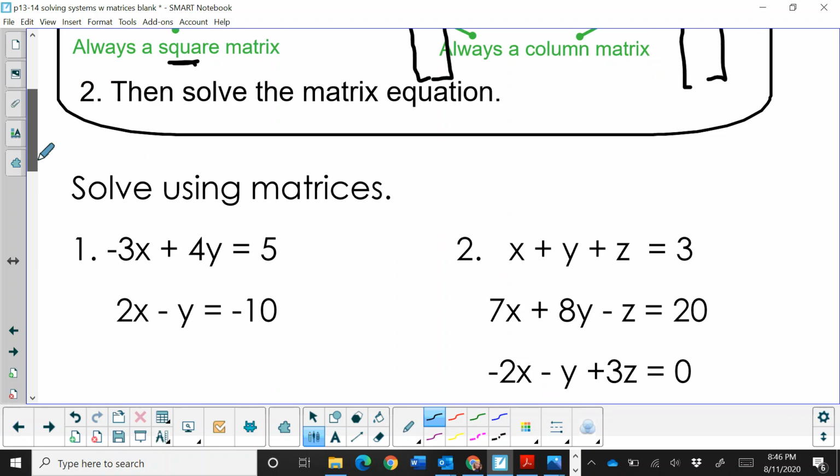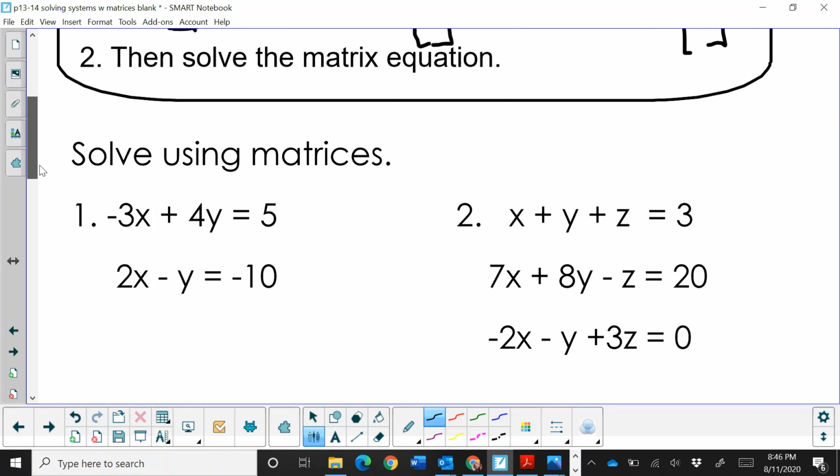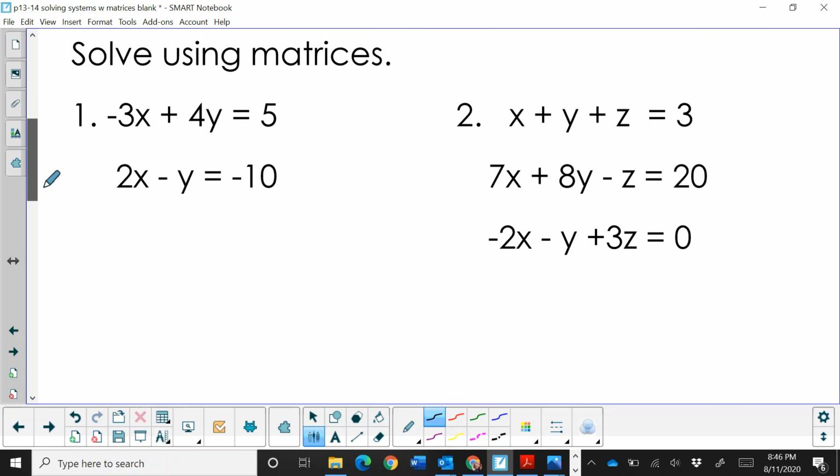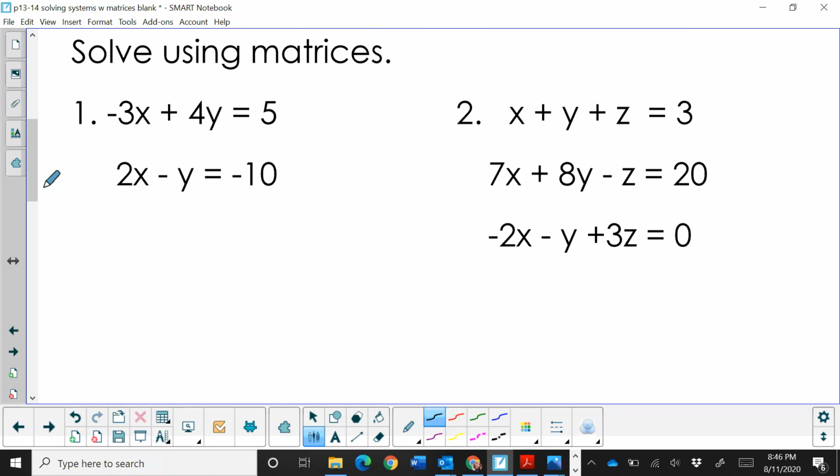So let's walk through these and look at how we're going to solve these. We're going to solve them using matrices. So the first one is a 2 by 2. And we're going to first just set up the equation. And the equation's going to look like this. The coefficients, there are 4 of them, are going to go in a 2 by 2 matrix.